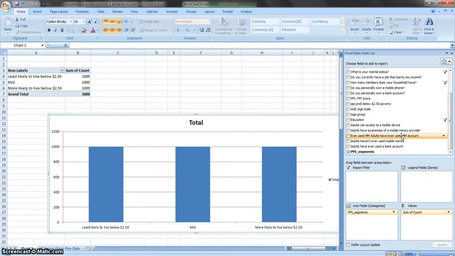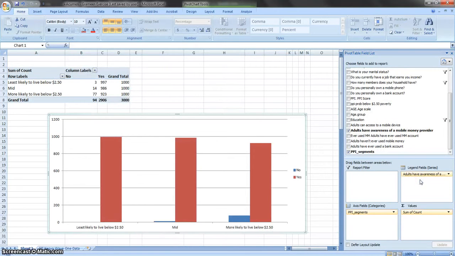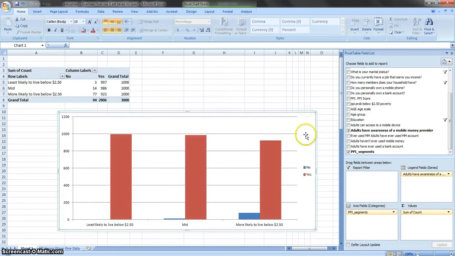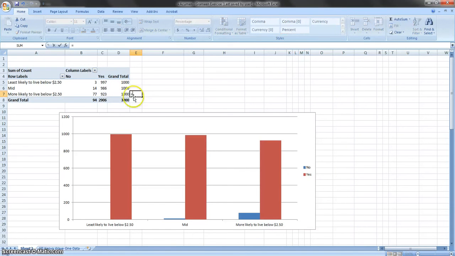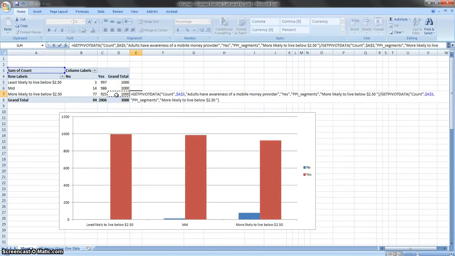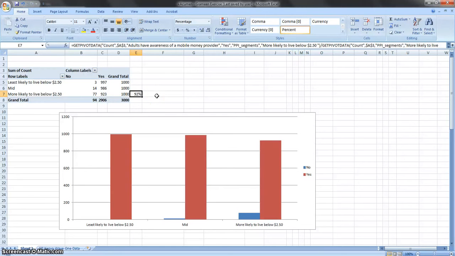So let's take this back. And now finally we're going to check the awareness of a mobile money provider. And also we have a high penetration of awareness among the 3 segments, and also within the more likely to live below the 250 line, with 92% of people who are aware of at least one mobile money provider. So again, we can delete this.